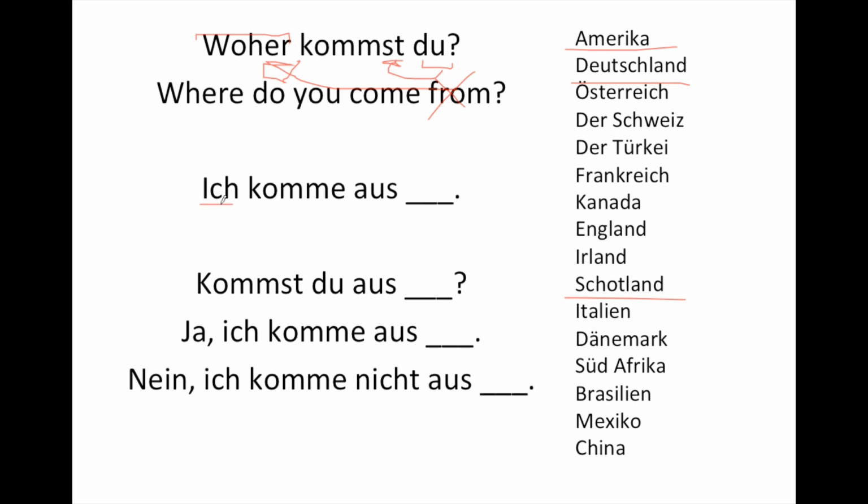Can we see this ich triggering our verb to end with an -e? So in the question, whenever du is our subject, du is triggering an -st, and in the answer, ich is triggering the verb to end with an -e.